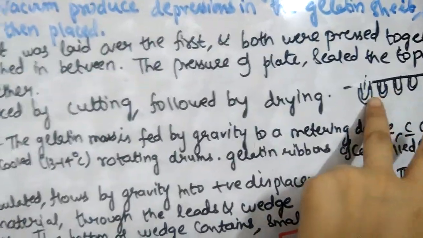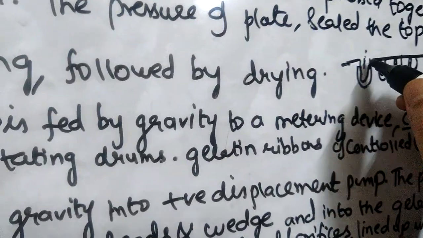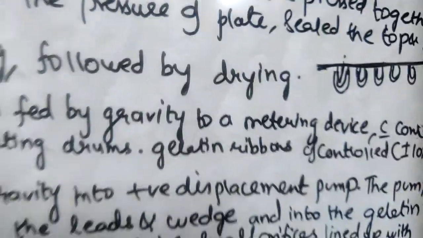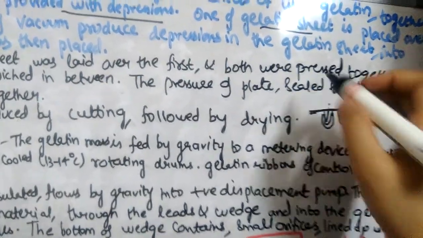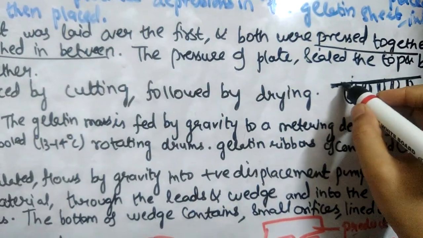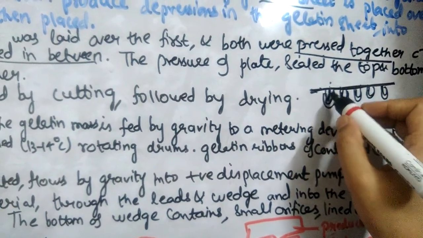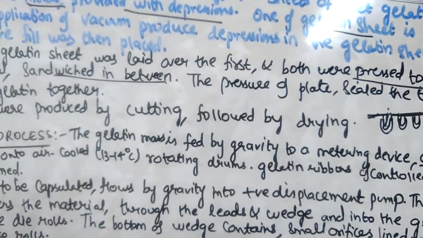After placing the active fill, a second gelatin sheet is placed over it. Now your fill is there, one gelatin sheet has already been placed, and this is the second gelatin sheet. You are placing the second gelatin sheet over the first one, and both are pressed together with the fill material sandwiched in between. Can you see? Here is the first gelatin film, this is the second gelatin film, and in between these two your fill material is sandwiched. Now you apply pressure.